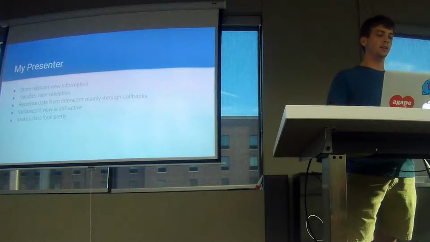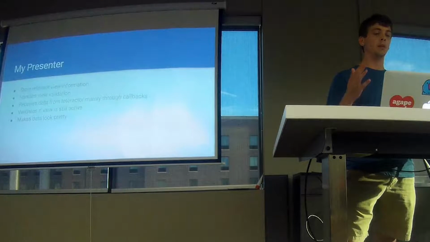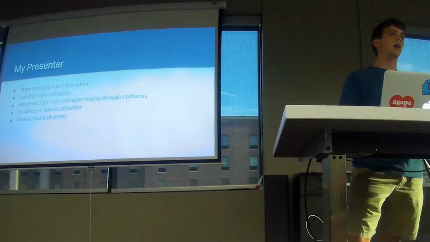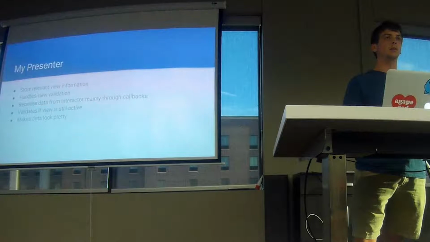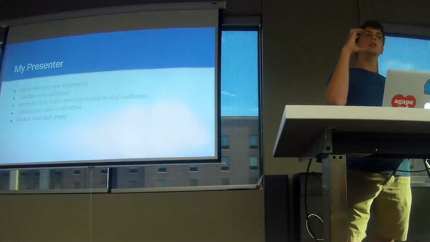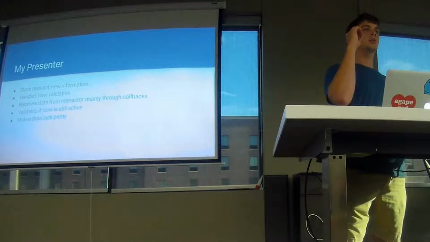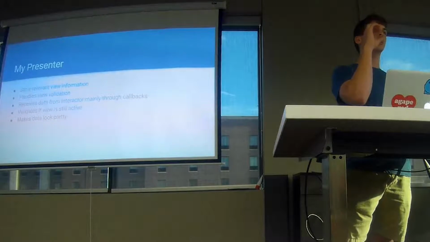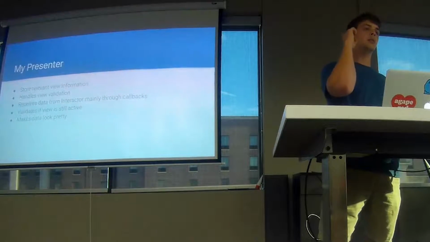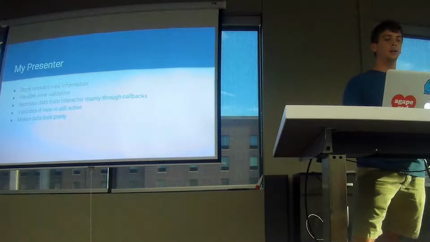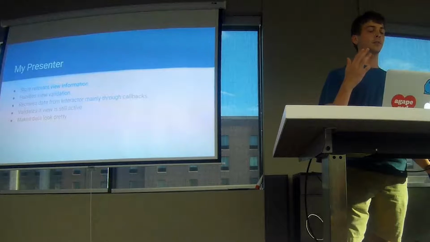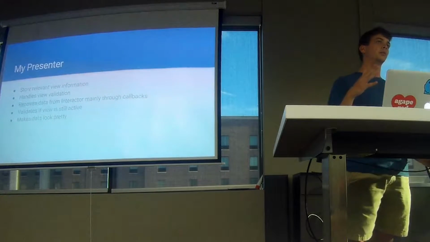So what my presenter does is it receives data from the interactor mainly through callback. So I call the interactor, but where I end up calling the view logic from is certain callbacks, like an on success. I'll create a custom callback of on success and on fail, and then I'll route that back to the view from there. I also validate if the view is still active for any call to the view.